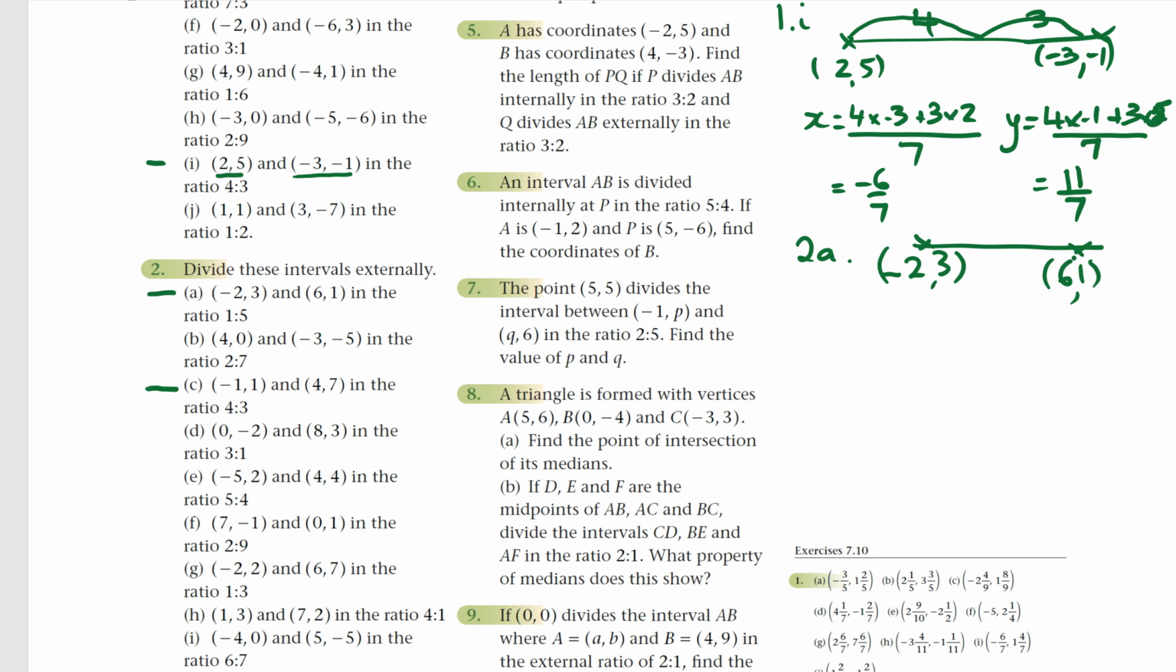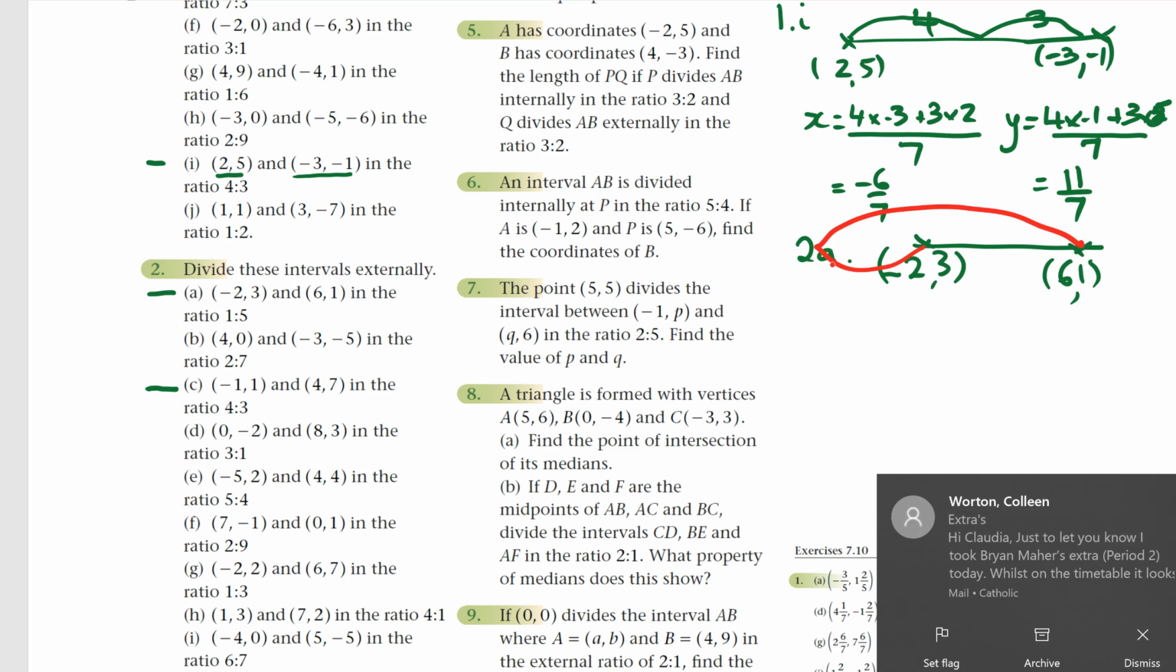So I'll just change pen colour because I think things are going to get a bit crowded here. So I'm dividing in the ratio 1 to 5. So in our notes we saw that if the first number is the smaller, then the interpretation is that we go this way and then this way.